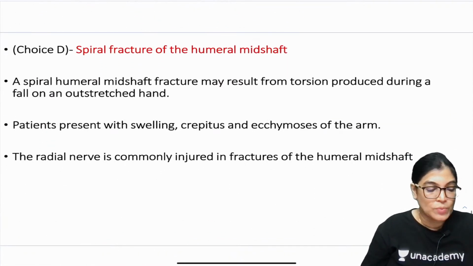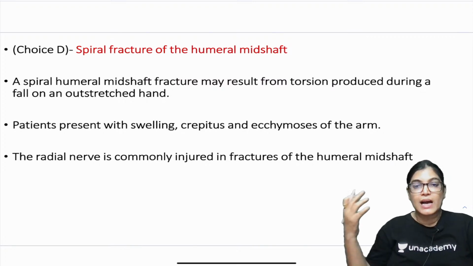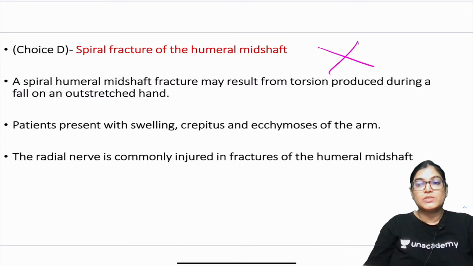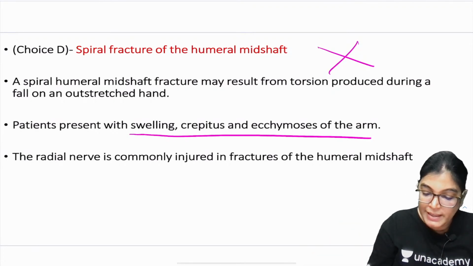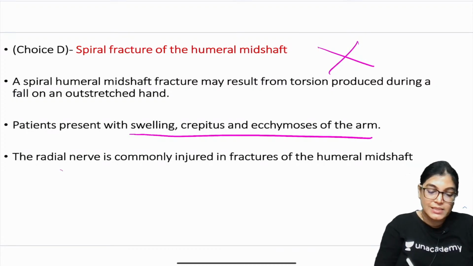Spiral fracture of the humeral shaft. When we are talking about spiral fractures of the humeral shaft, it is again not the correct answer because it results from torsion, which occurs when one falls on an outstretched hand. Generally, a spiral fracture of the humeral shaft will involve swelling, crepitus, ecchymosis of the arm, and the nerve most commonly injured in humerus shaft fractures is the radial nerve.